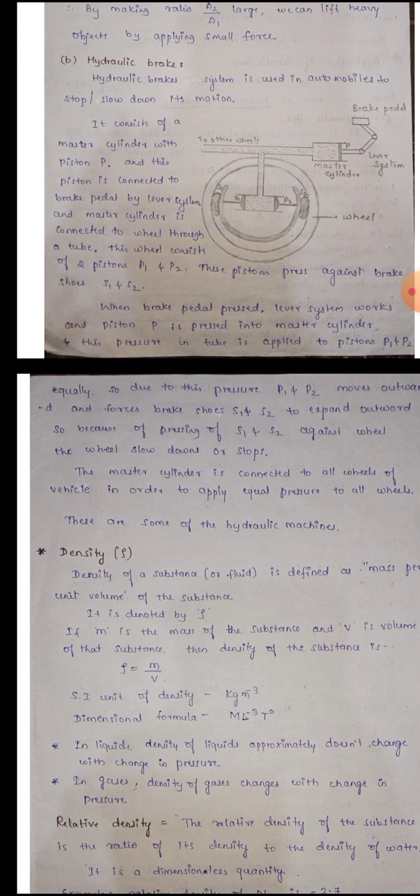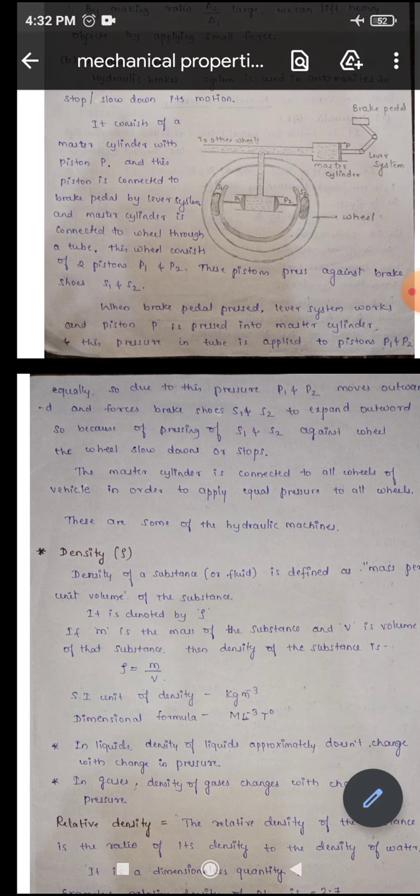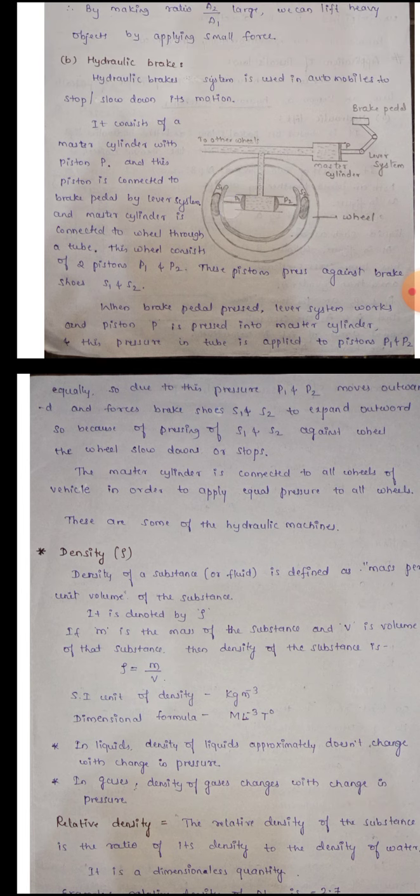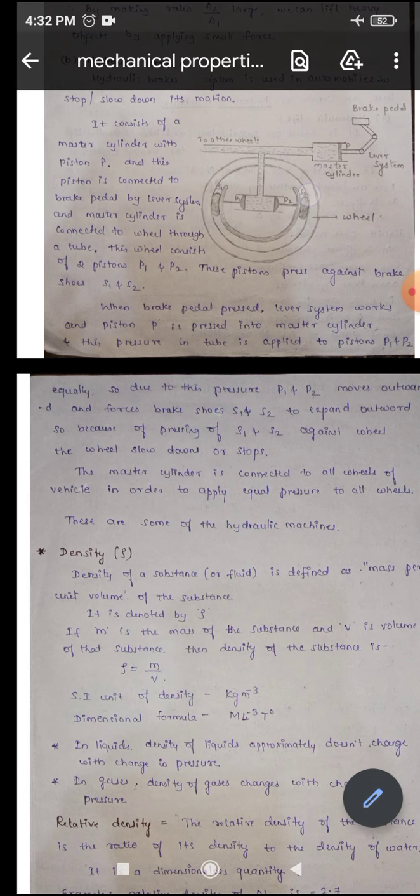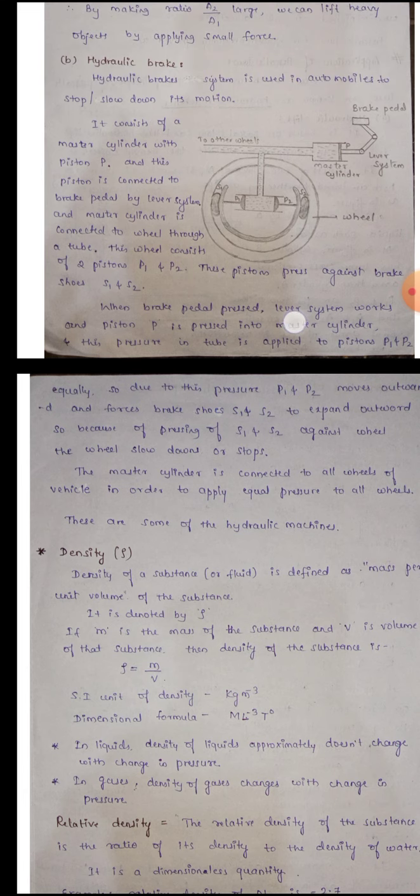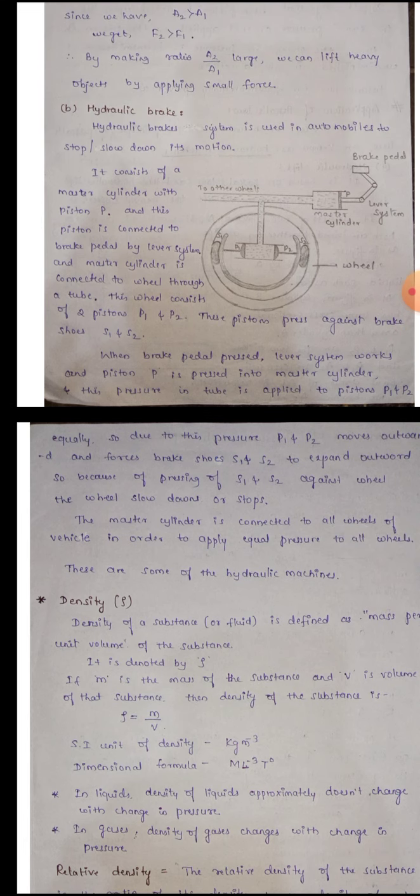This is the wheel. So this master cylinder is connected to this wheel by using a tube here, right? And this wheel consists of two pistons, P1 and P2, which are connected to the brake shoes S1 and S2. This is about the construction of this hydraulic brake system.